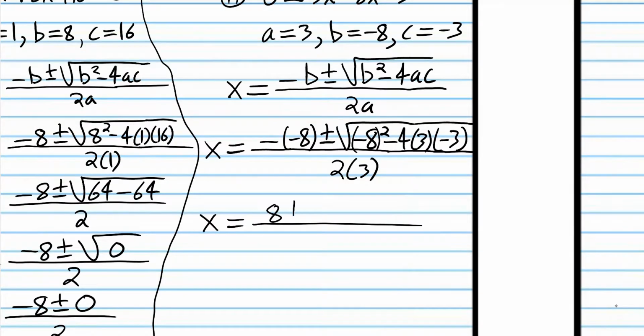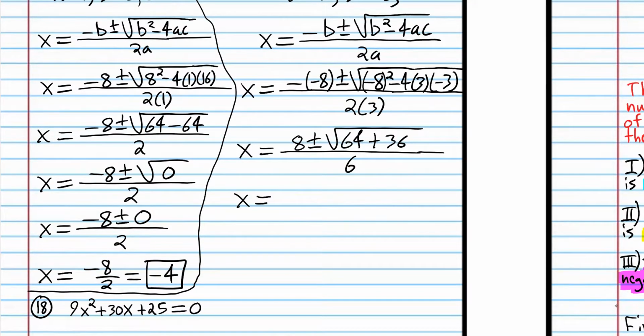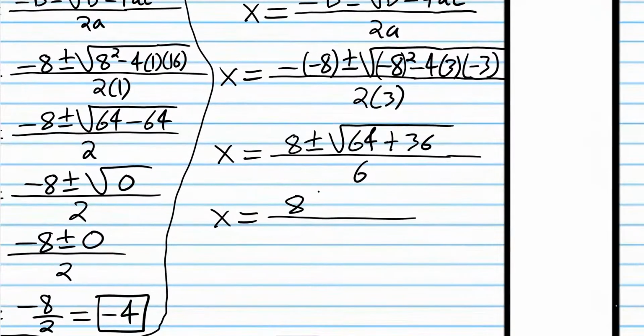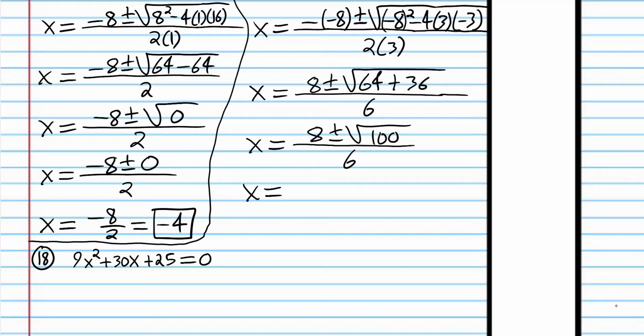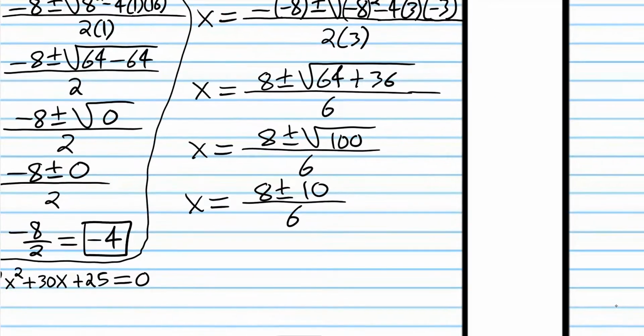Now, as usual, we just have to simplify. We get 64. -4 times 3 is -12. -12 times -3 is +36. And what's different about this problem is that just like in problem number 15, we're going to have a perfect square here. 64 plus 36 is just 100. 100 is a perfect square. So now we end up with 8 plus or minus 10 over 6.